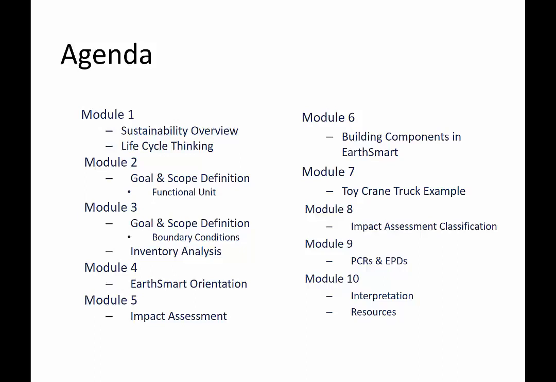In Modules 2 and 3, we're going to be going through the goal and scope definition, which is a critical piece of conducting a life cycle assessment. In Module 2, we'll focus on the functional unit, and in Module 3, we'll focus on the boundary conditions, and then helping you establish your inventory analysis. Module 4 will be an orientation of the EarthSmart platform. This is where you'll get your login set up. It's an online tool. You'll get your initial overview of the platform and how to start to interact with it, as well as doing a few small exercises in the tool.